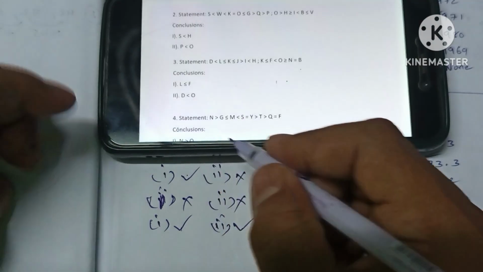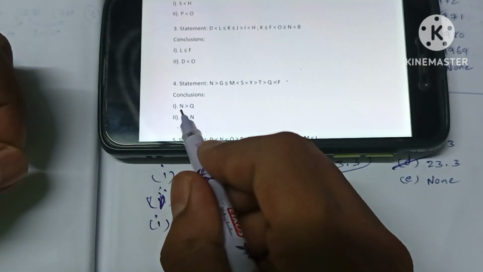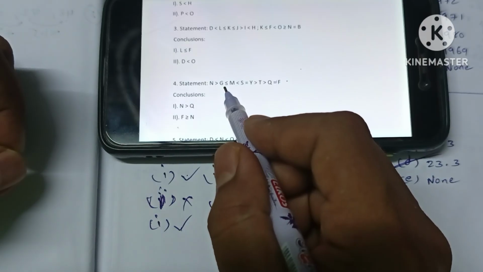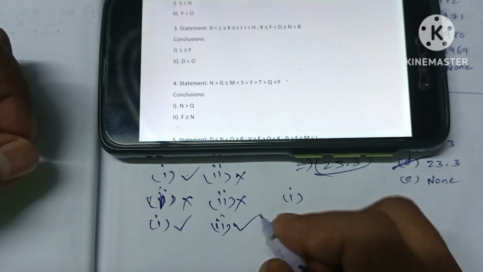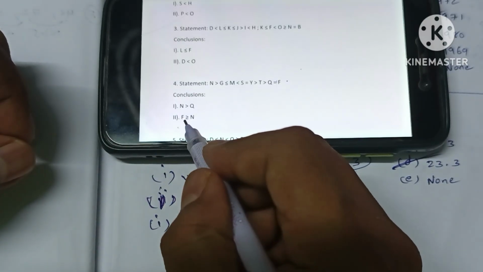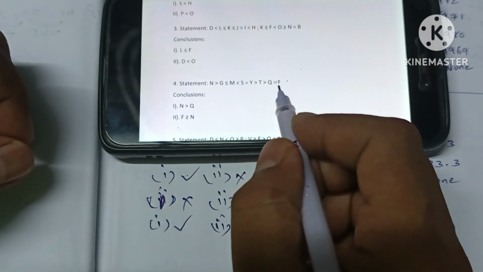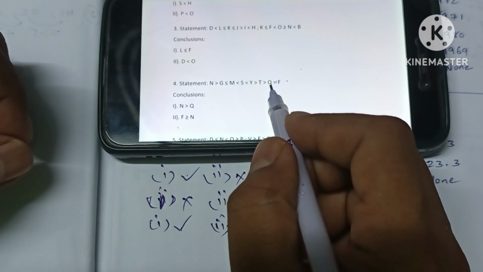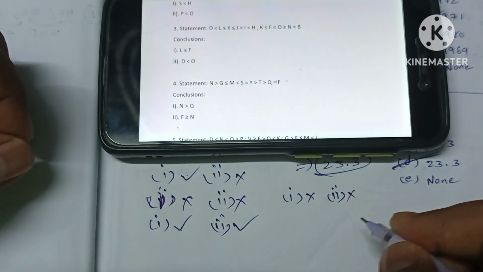Next, fourth question. The flow from N to Q. From N we can reach to G, but we are not able to reach Q. So first conclusion will be false. Second conclusion, the flow from F to N with everywhere equal to also. From F we can reach up to Q, but none of the others. So second conclusion will be false.